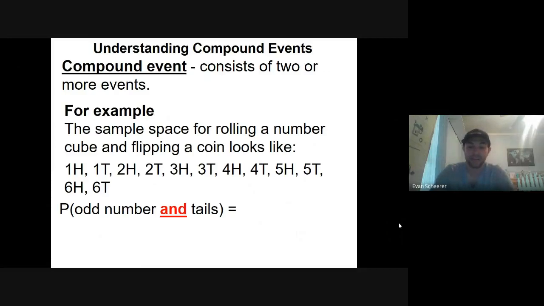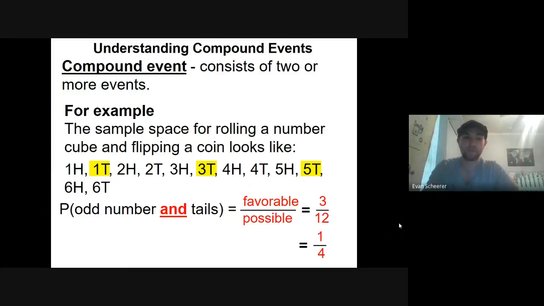So odd number and tails. Well, look, rolling a 1, flipping tails. Rolling a 3, flipping tails. Rolling a 5, flipping tails. That's 3 options right there, right? But how many options are there total? There are 12. So if we want the favorable over the possible, there are 3 favorable, 3 correct ones, but there are 12 total, which simplifies to 1/4. So the probability of an odd number and tails is 1/4.